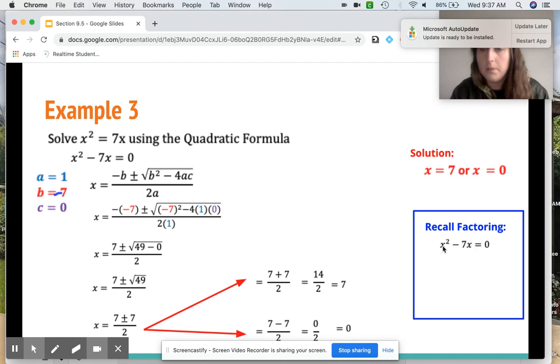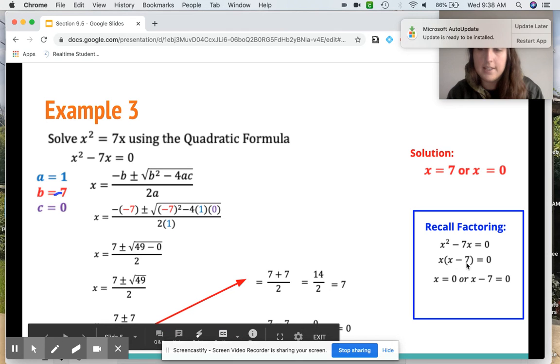So for this problem, hopefully you notice that both terms have an x value. So that's actually your greatest common factor. And you can factor out that x, leaving you with just x minus 7. This is fully factored, and what you can do when your equation is set equal to 0, you can use that zero product property where you're going to set x equal to 0 and then x minus 7 equal to 0. So you have that one solution already. Add 7 to both sides, and you get the second one.